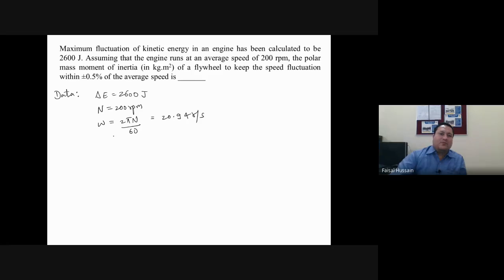Then the polar mass moment of inertia we have to determine, and CS is plus minus 0.5%. So plus 0.5, it will be 1%, equal to 0.01. And we have to determine what? Mass moment of inertia. So here you can go to the solution.